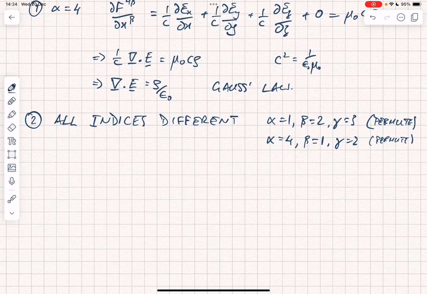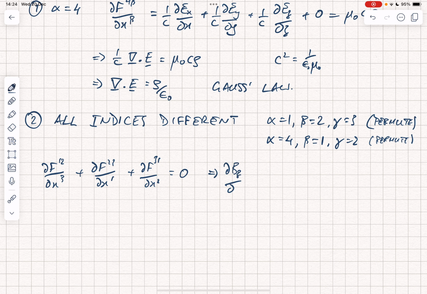Let's start with df12 by dx3 plus df23 by dx1 plus df31 by dx2, which is equal to 0. And that, of course, tells us that dBz by dz plus dBx by dx plus dBy by dy is equal to 0, or div B is equal to 0. In other words, there are no monopoles. Any other permutation of alpha equals 1, beta equals 2, gamma equals 3 will give you the same equation. So there's quite a lot of redundancy there.